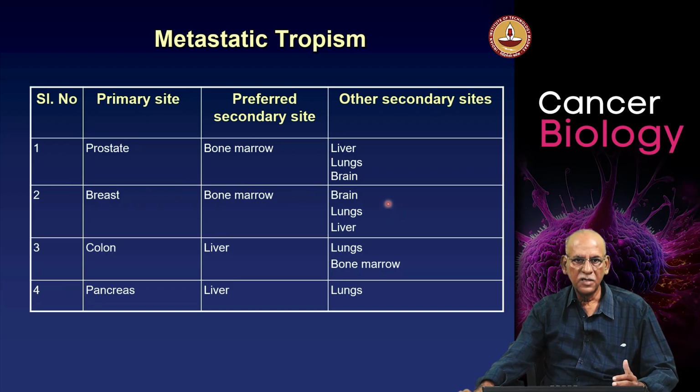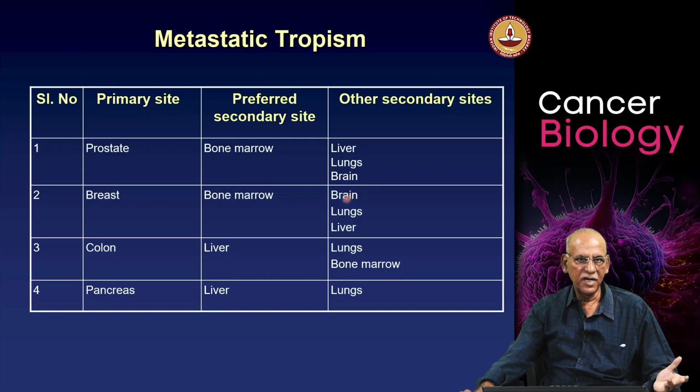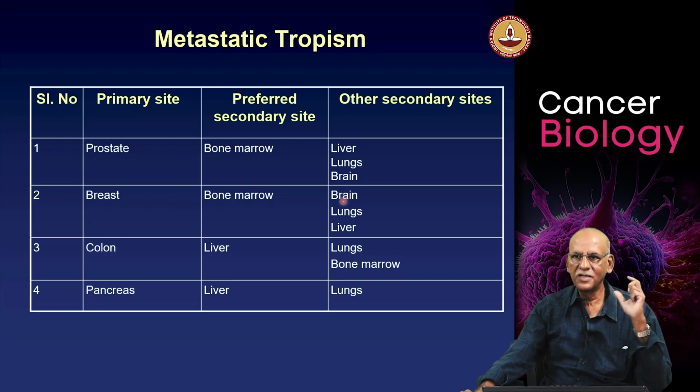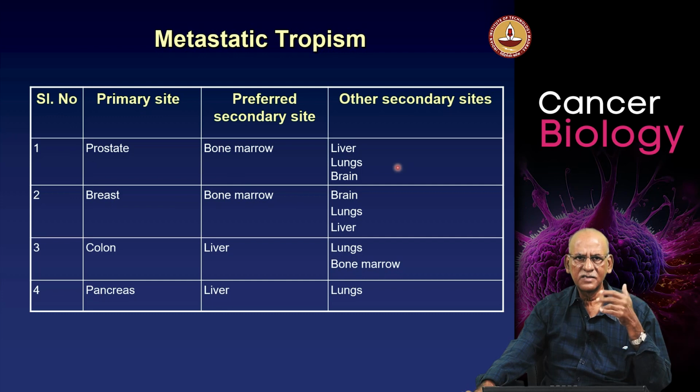that grows as you become older. Normally, organs will not grow as you become older, but this is one exception. Especially elderly men will have a larger prostate. Even if they do not have cancer, their prostate will be slightly enlarged. But that is one cancer affecting men, and the secondary site is bone marrow. Other secondary sites are liver, lungs and brain, but the major secondary site is bone marrow.